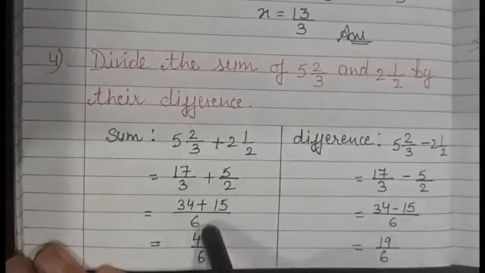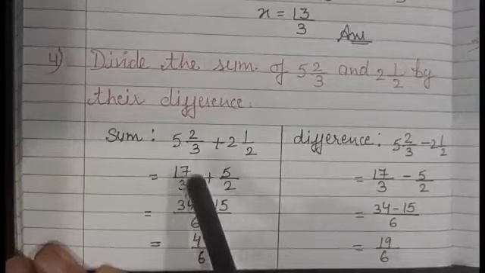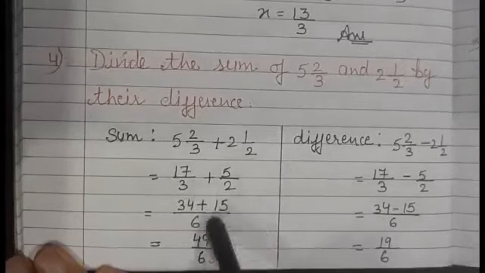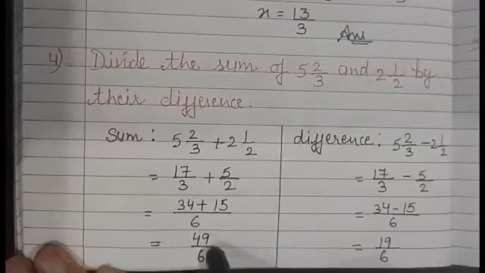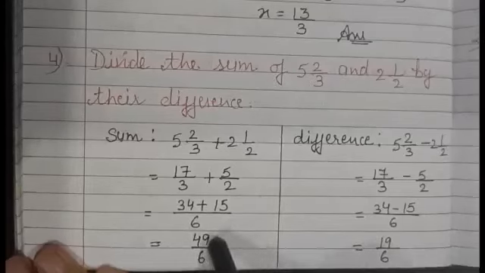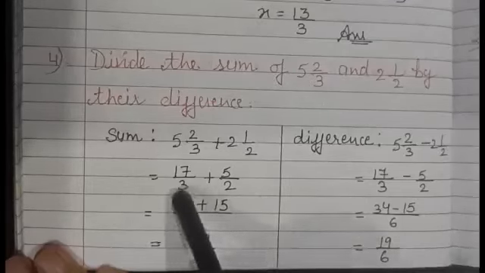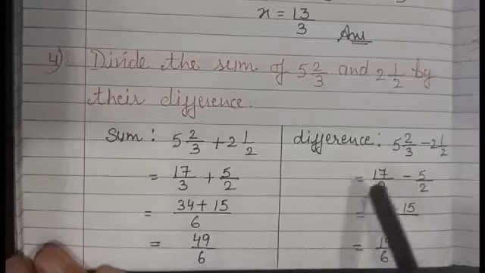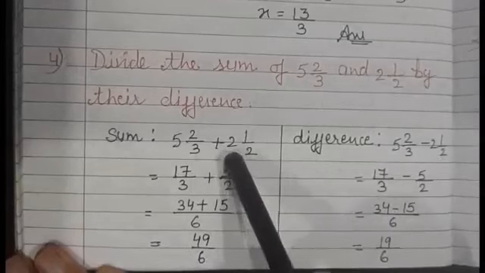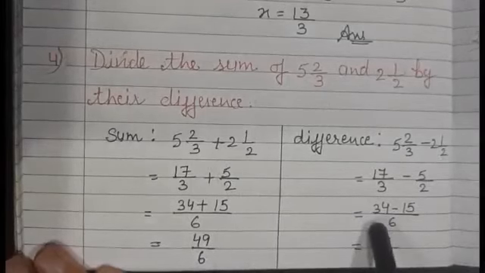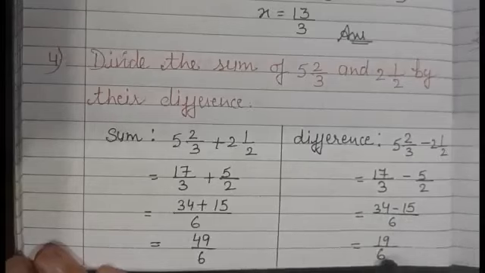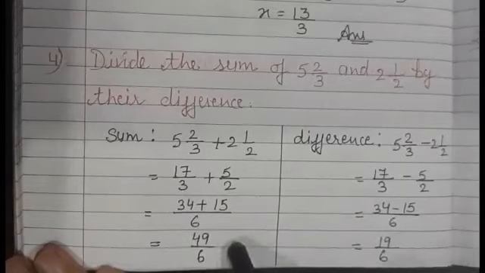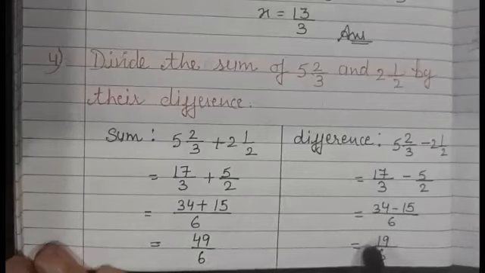Right? Take LCM. LCM will be 6. 3 2s are 6. 17 2s are 34 plus 2 3s are 6. 3 5s are 15. 34 plus 15 will be 49. So the sum will come as 49 by 6 because the denominator is 6. Now when we find the difference of the same two numbers, till here we will write the same calculation. 34 minus 15, after that 34 minus 15 by 6 will be 19 by 6. Clear?